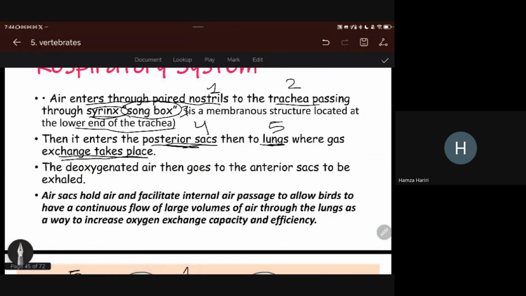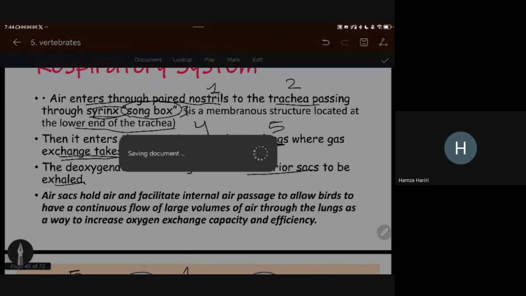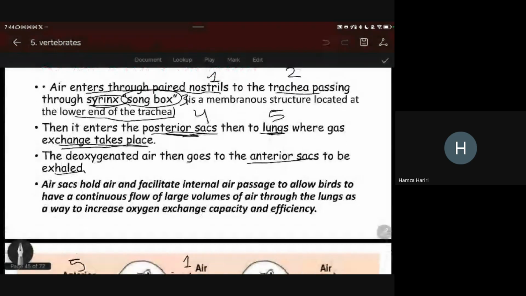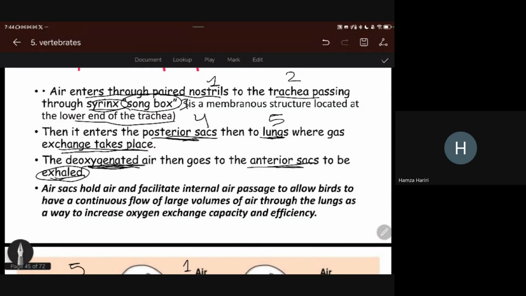The deoxygenated air then goes to the anterior sacs. So after it goes to the lung and takes up the oxygenated blood, this oxygenated blood is going to go to the organs and provide them with oxygen, and it's going to take the waste from the cells, which is the carbon dioxide, and return again with deoxygenated blood, or deoxygenated air, which is air that lacks oxygen, and it goes to the anterior sac to be exhaled so that it can exit the body.